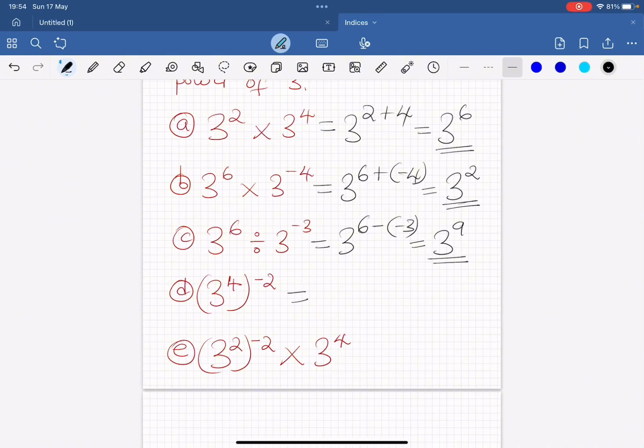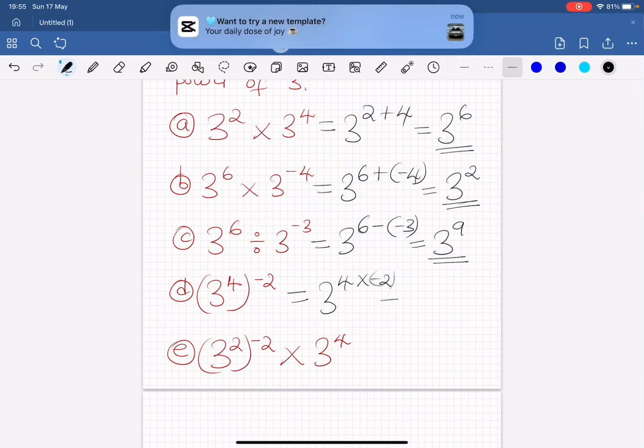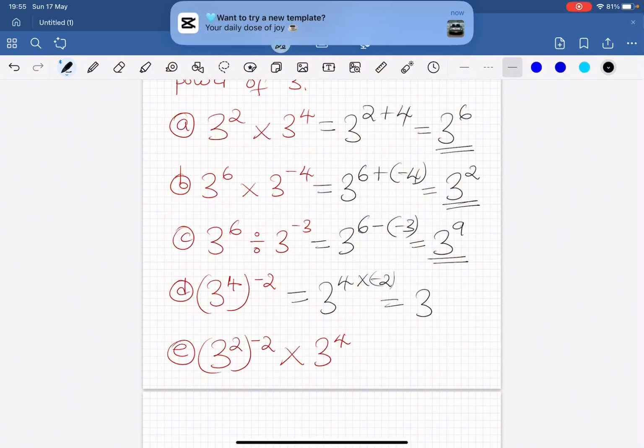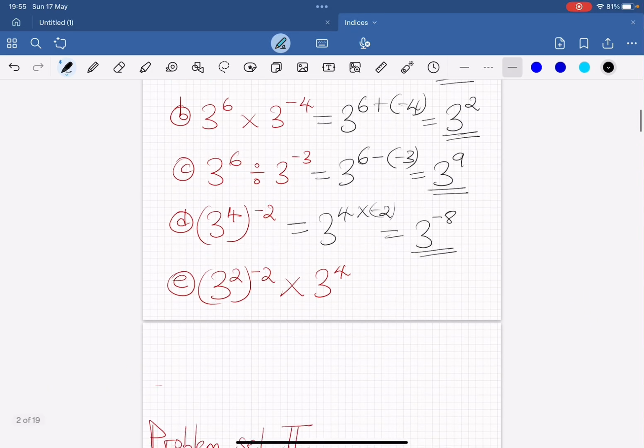Moving along, the question says 3 to the power 4, all in brackets, and negative 2 outside. When it's like this, according to the laws of indices, you are supposed to take the 4 and then multiply it by the negative 2. Hence, 4 by negative 2 is basically negative 8. Hence, that's our final answer.